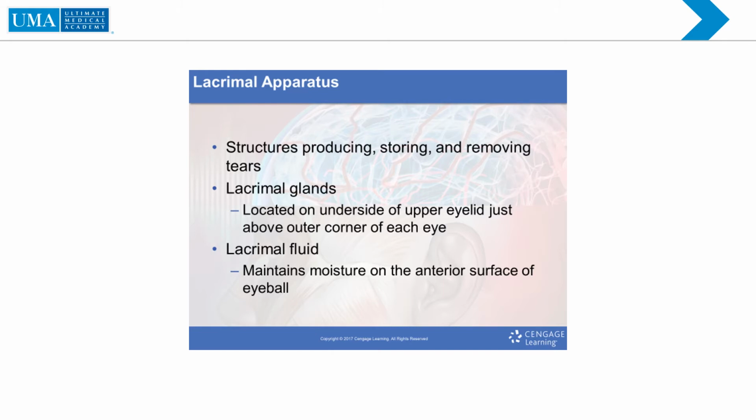Now, within the lacrimal apparatus, we also have lacrimal glands. These glands secrete lacrimal fluid, or another way to say lacrimal fluid is tears. They secrete those tears on the underside of the upper eyelid, just above the outer corner of each eye. Within each corner, we also have that lacrimal fluid, known as the tears.